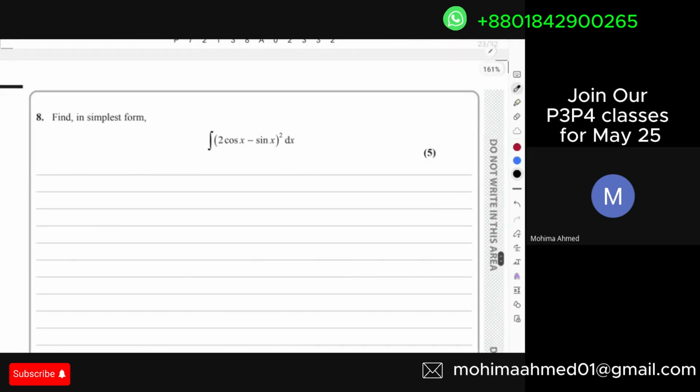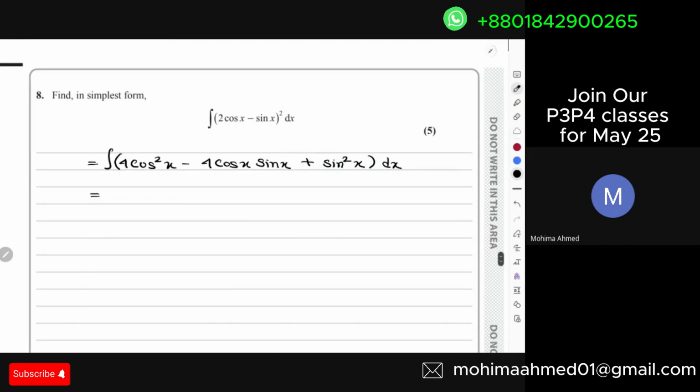Question 8 is a small question, but big marks. 2 cos x minus sin x, whole square, and then you have to do integration. First, I will break down that whole square, right? So we have 4 cos square x minus 4 cos x sin x plus sine square x, right? Then we'll move forward.